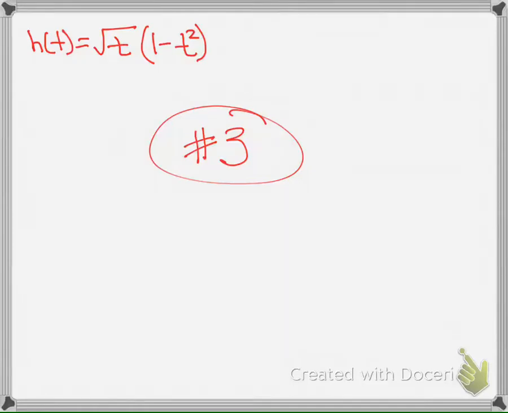Okay, so number 3. I honestly think this is easier if you don't use a product rule. I would change the square root of t into t to the 1/2 power and distribute and then do a simple power rule. But I suspect that's not how you guys did it, so I will do it your way and I will do a product rule, even though I don't think that's the best way to do it.